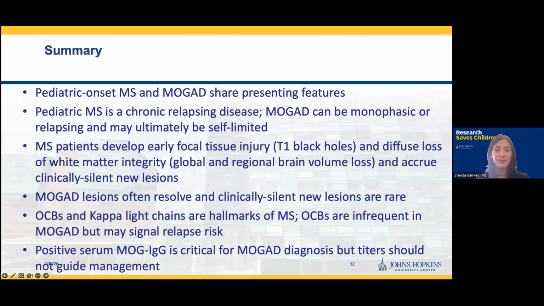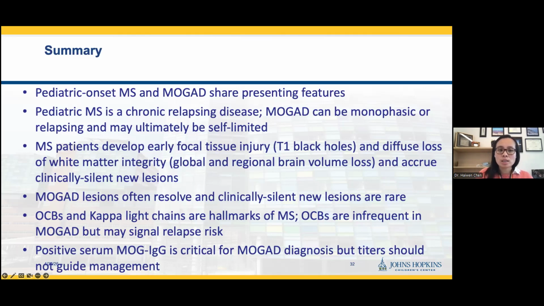Haiwen, do you want to conclude? Sure. So in conclusion, we've talked about pediatric onset MS and MOGAD and how they can share a lot of common clinical features. Pediatric onset MS, however, is typically more a chronic and relapsing disease, whereas MOGAD can be more monophasic and also be more self-limited, but can also sometimes be relapsing as well. MS patients can develop focal tissue injury, those black holes, diffuse white matter loss, and accrue clinically silent new lesions. On the other hand, MOGAD lesions tend to resolve, and we generally do not see clinically silent new lesions.